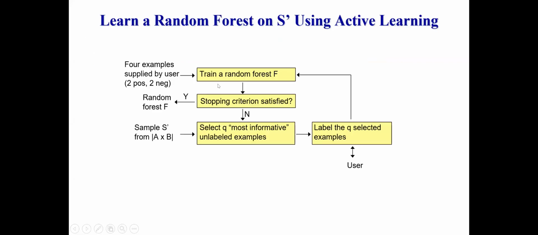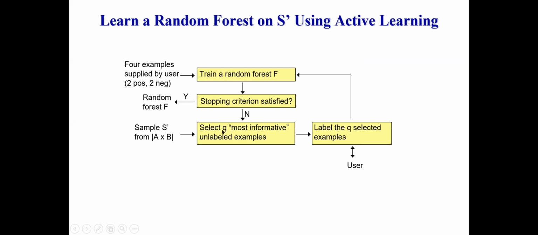So to learn a random forest on a sample, we start with two positive tuple pairs and two negative tuple pairs that the user is going to supply. How we find these is yet another interesting problem that I'm not going to talk about. But given this, we can now train a random forest on the 4 labeled examples. Then we check whether we should stop. A very simple thing to do is to just run the active learning for 30 iterations. So we don't stop here.